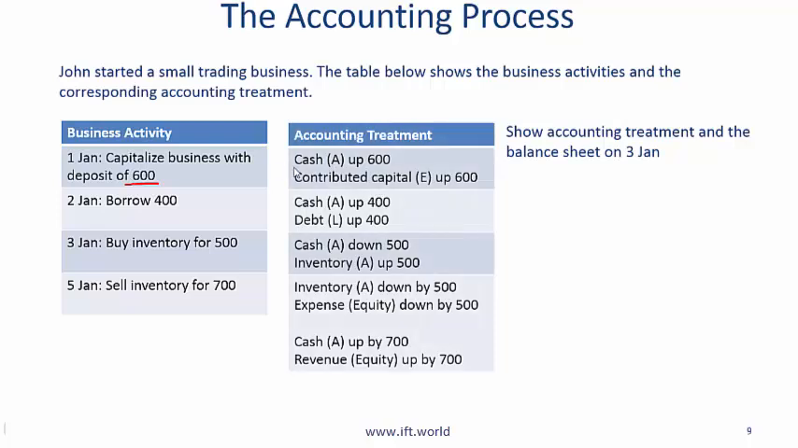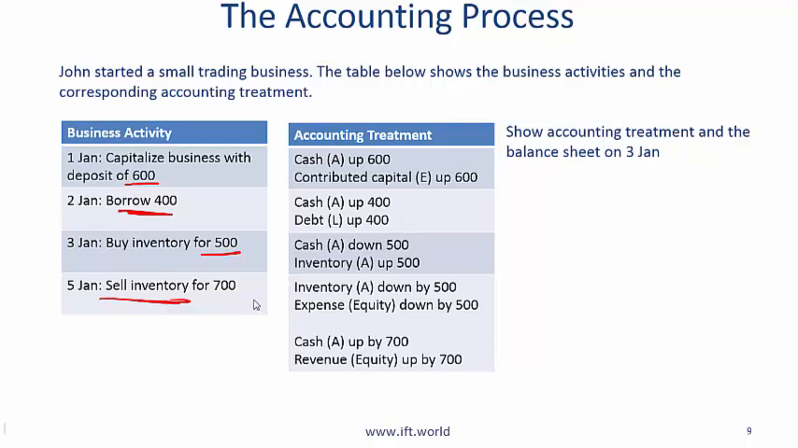So this is what you should get. For the first one, cash goes up by 600, contributed capital up by 600. Then if he borrows 400, gets cash. So cash, which is an asset, up by 400. Debt, which is a liability, up by 400. Buying inventory, cash down and inventory up.